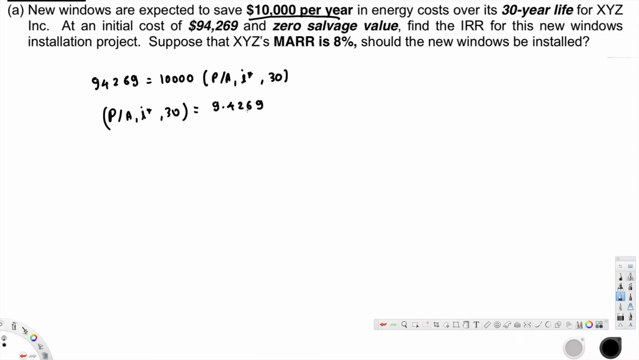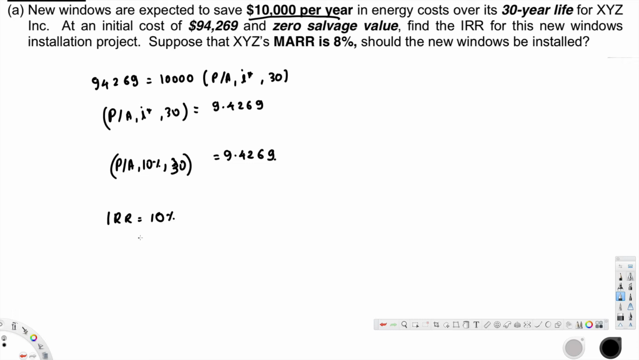9.4269. And from the interest table, if you look at this value, you will get, that is P over A, 10%, 30 years gives us the exact same value, 9.4269. So the IRR is going to be 10%.